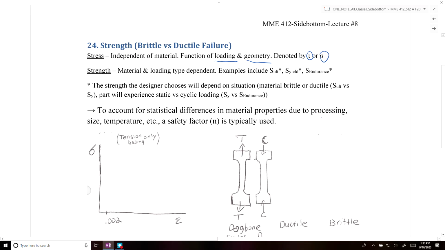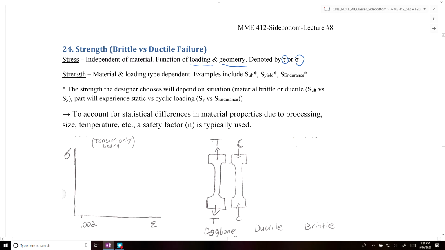Strength, on the other hand, is something that is material dependent and loading type dependent. Examples include ultimate strength, yield strength, and endurance strength. Typically, it's up to the person who is designing the engineering component to choose what strength to use in their criteria.